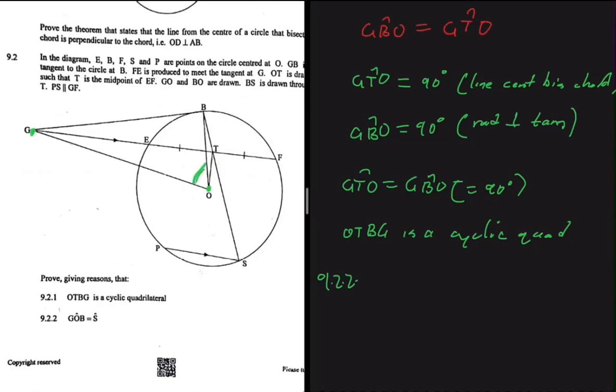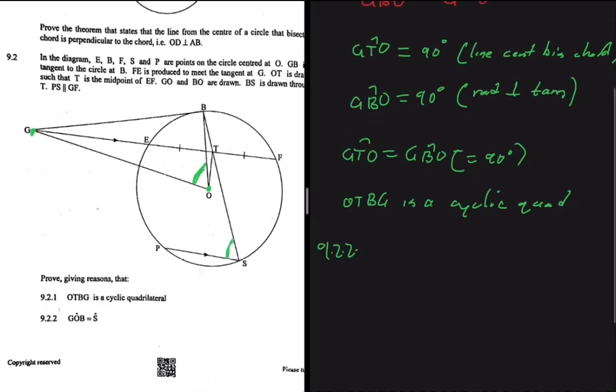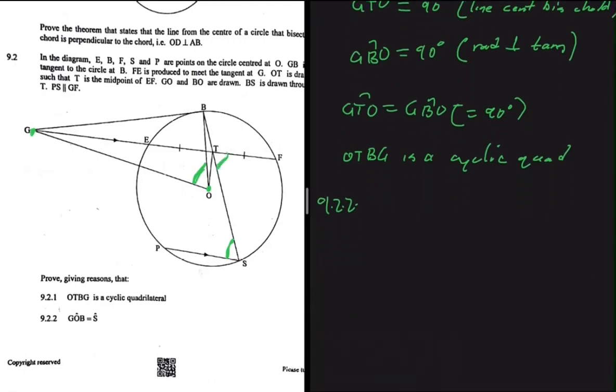We're supposed to prove that apparently GOB is equals to angle S, right? But then immediately when you look at this, you would think that angle S is equals to angle STF, right? Because they are alternating. So let's just write that down. So we're saying that angle S is equals to angle STF because they are alternating angles, right? If you just look at that. But then if you look at STF, you will see that STF is equals to GTB, right?